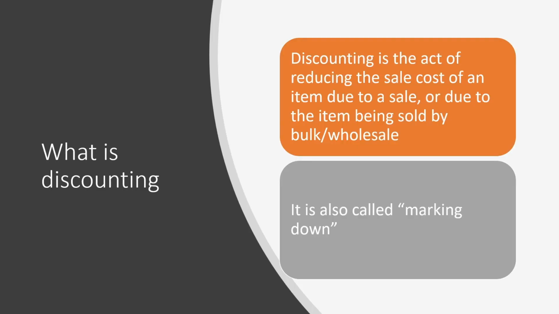What is discounting? Discounting is the act of reducing the sale cost of an item due to a sale or due to an item being sold by bulk or wholesale. Sometimes you will have to run promos in which there is a reduction in the sale price of your items. And most of the time, if you're going to buy a lot of product for your stock, you might receive some discounts for buying a lot of items at once. This is called your bulk or wholesale pricing.